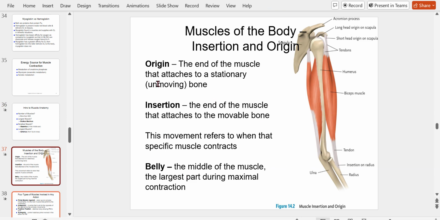Muscle terminology, we've heard these two before: origin and insertion. Origin, the end of the muscle that does not move. Insertion, the end of the muscle that does move, when we're talking about contraction. The belly, that's just the middle, the meaty part there.